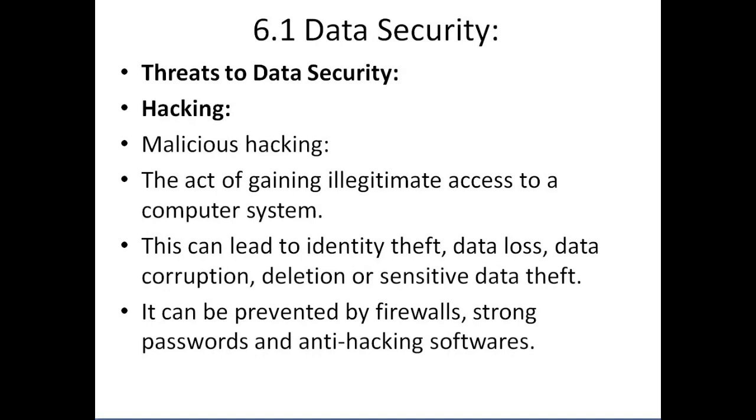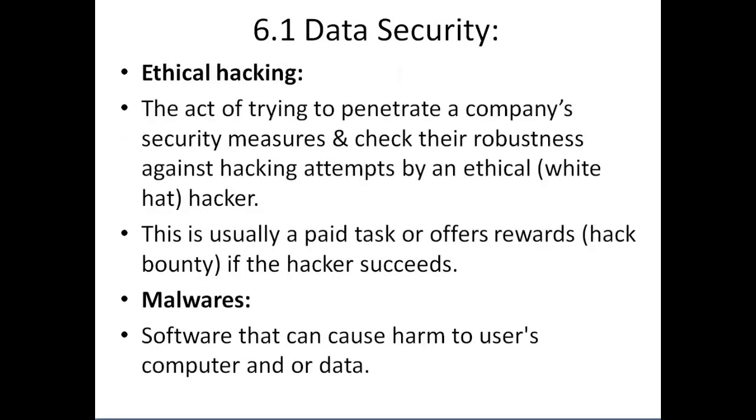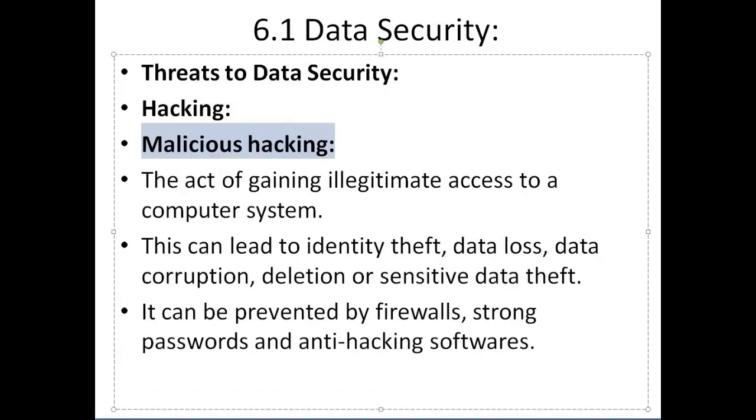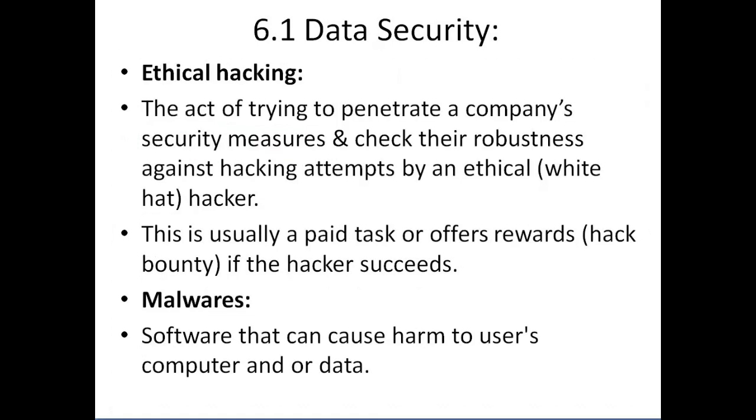Threats to data security. The first threat is hacking, or rather malicious hacking. The act of gaining illegitimate access to a computer system. This can lead to identity theft, data loss, data corruption, deletion, or sensitive data theft. It can be prevented by firewalls, strong passwords, and by installing anti-hacking software on your system. The second form of hacking we have is known as ethical hacking. So basically, hacking is of two types: the malicious hacking and the ethical hacking.